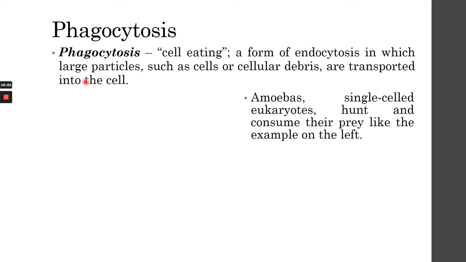So one example of phagocytosis is amoeba. You guys have heard of amoeba. Amoebas are basically eukaryotes, single-celled eukaryotes. And the way that amoeba find food or nutrients is by hunting and consuming their prey via phagocytosis. So their prey or their food are usually large particles. And what they do is they extend their membrane to engulf a large material.